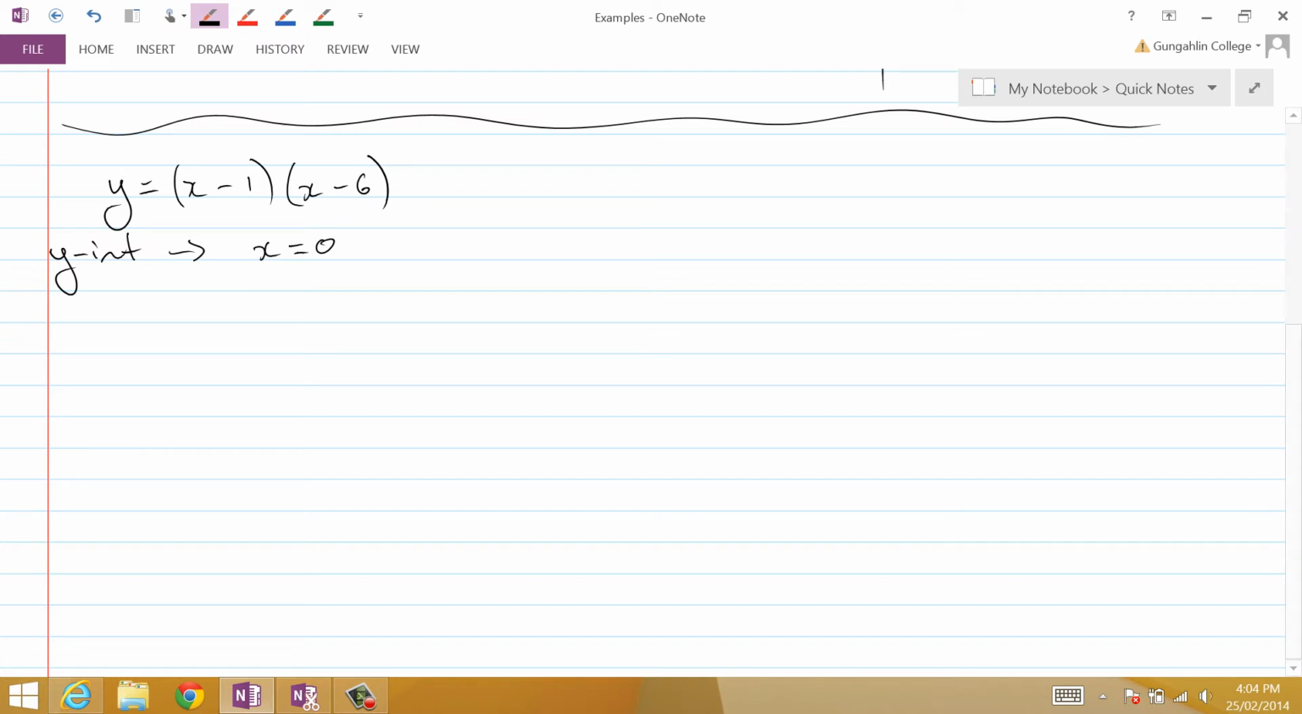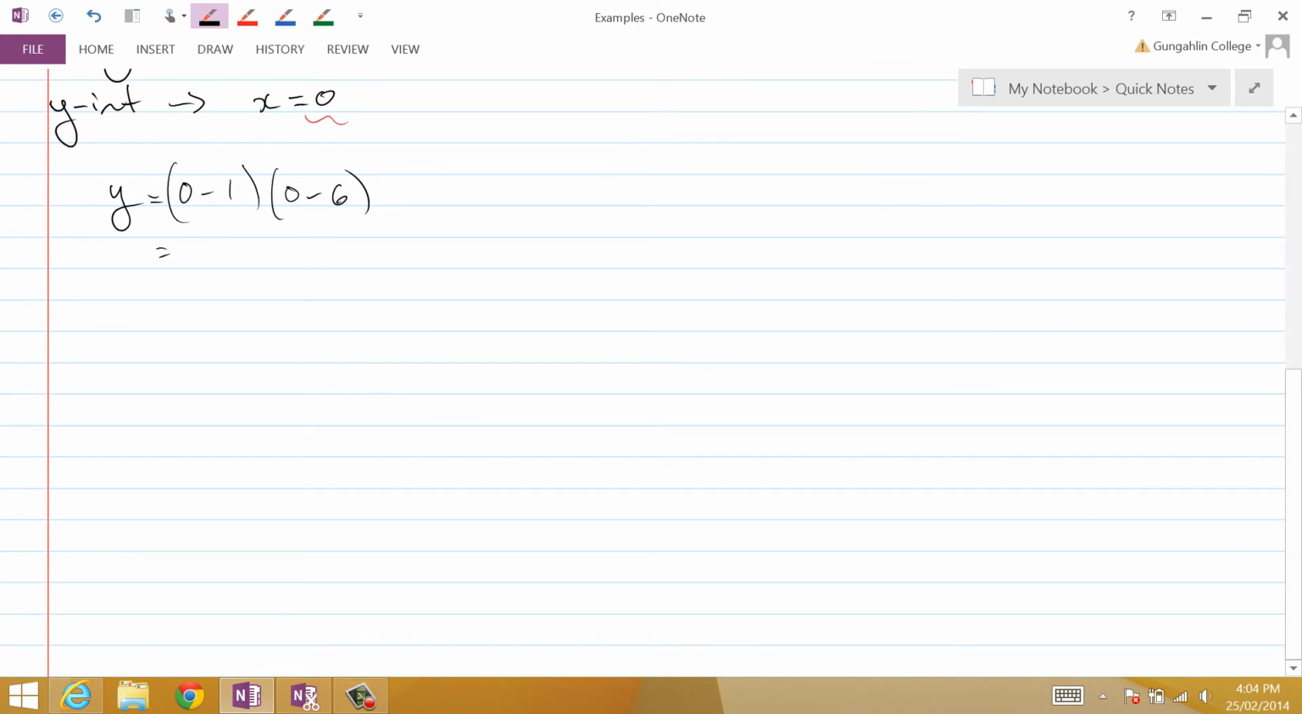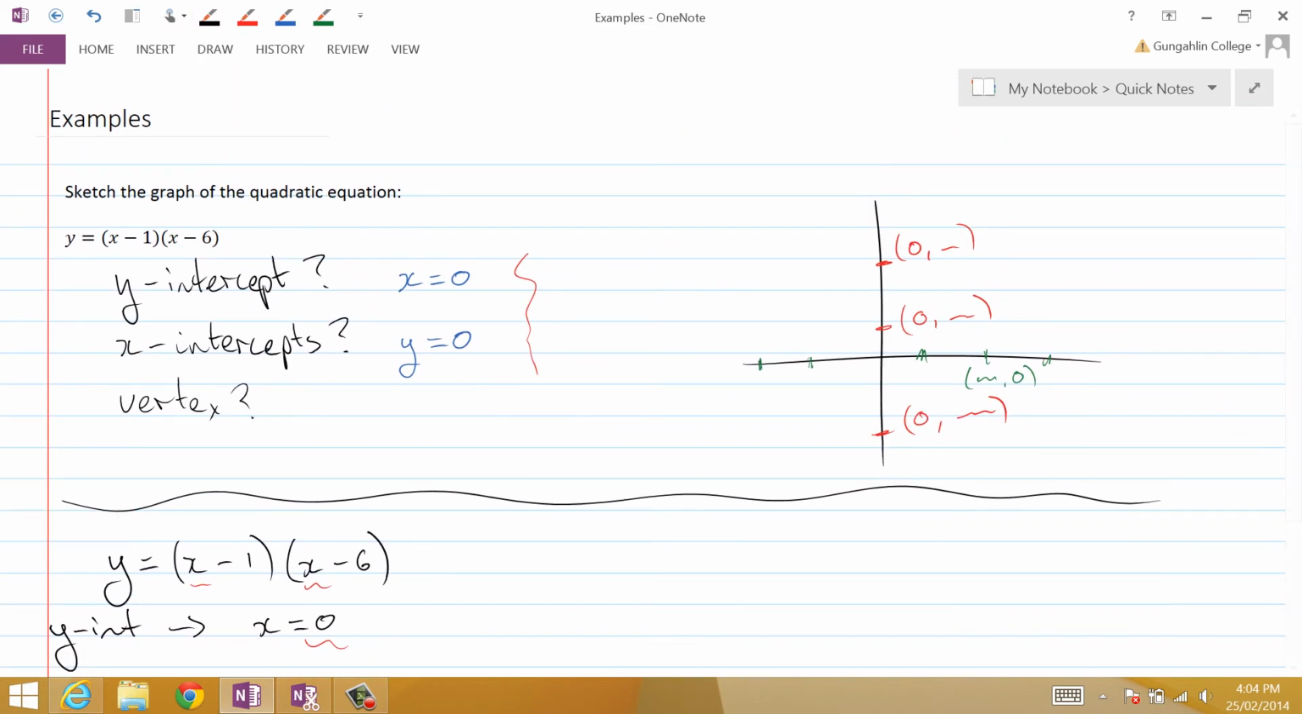So what we do now is we substitute x equals 0 into the x's in the equation. So I get y equals 0 minus 1 times 0 minus 6. This is nice and easy to solve. 0 minus 1 is minus 1. 0 minus 6 is minus 6. Multiplying them together, I get 6. So that is going to be my y-intercept.